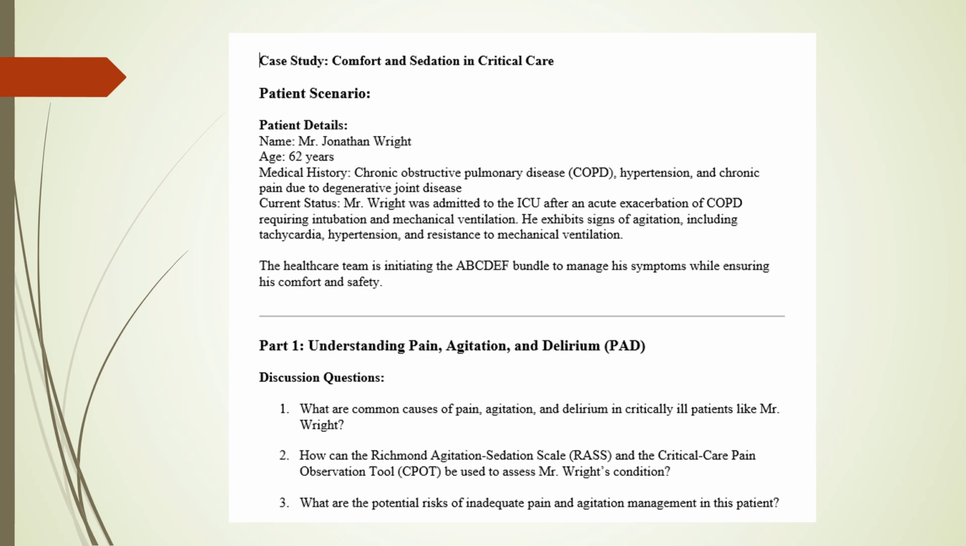In this patient scenario, we have Mr. Jonathan Wright. He is 62 years old with a past medical history of chronic obstructive pulmonary disease, COPD, hypertension, and chronic pain due to degenerative joint disease. His current status: Mr. Wright was admitted to the ICU with an acute exacerbation of his COPD, requiring intubation and mechanical ventilation. He exhibits signs of agitation, including tachycardia, hypertension, and resistance to mechanical ventilation.